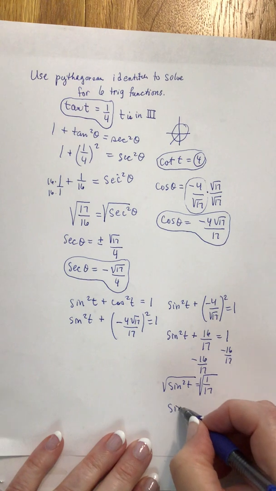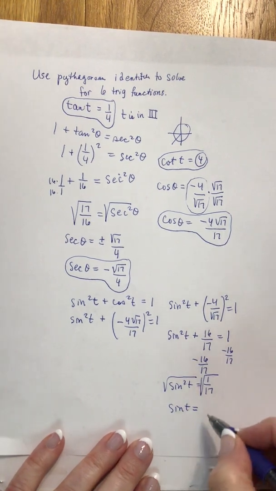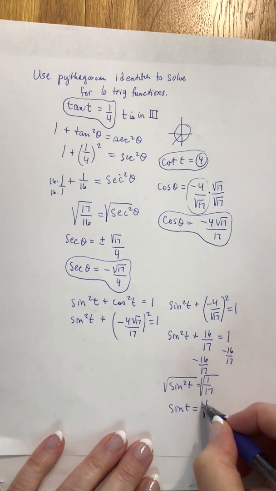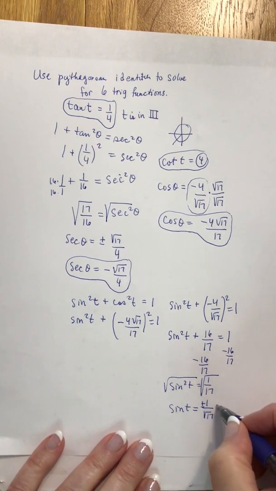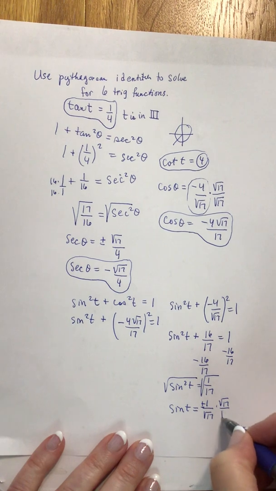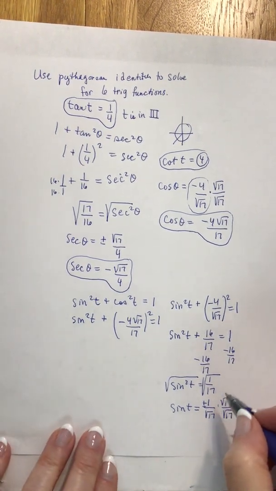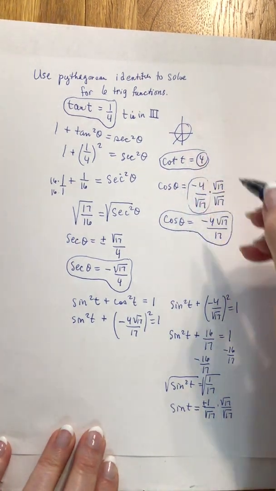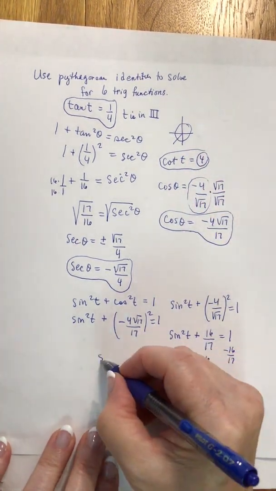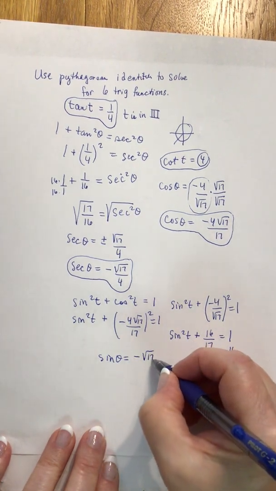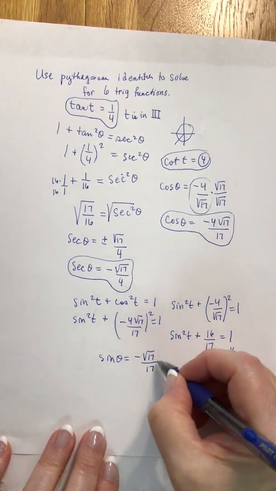So I get sine t equals 1 over square root of 17, plus and minus. So we have to multiply by square root of 17 in the top and the bottom. So we have to decide plus or minus. So we said we were in third quadrant, so we know sine is negative. So we're going to have sine of theta equals a negative square root of 17 over 17.